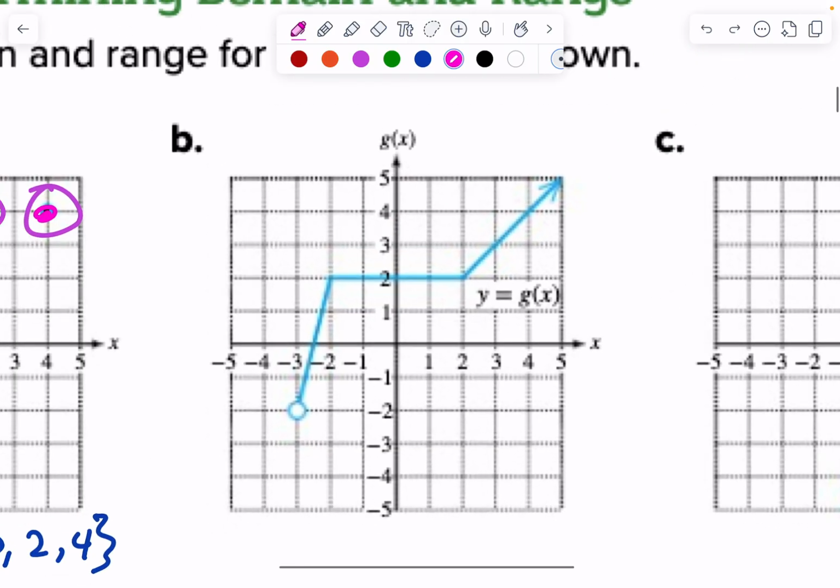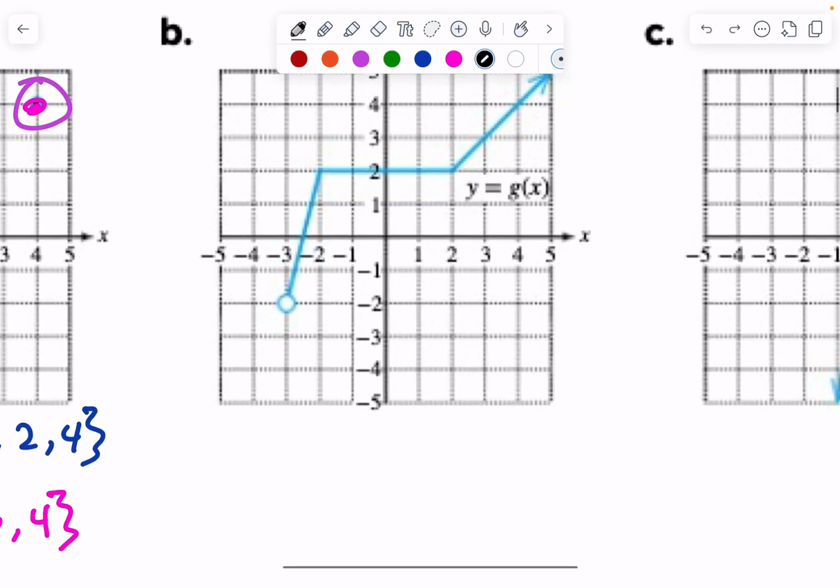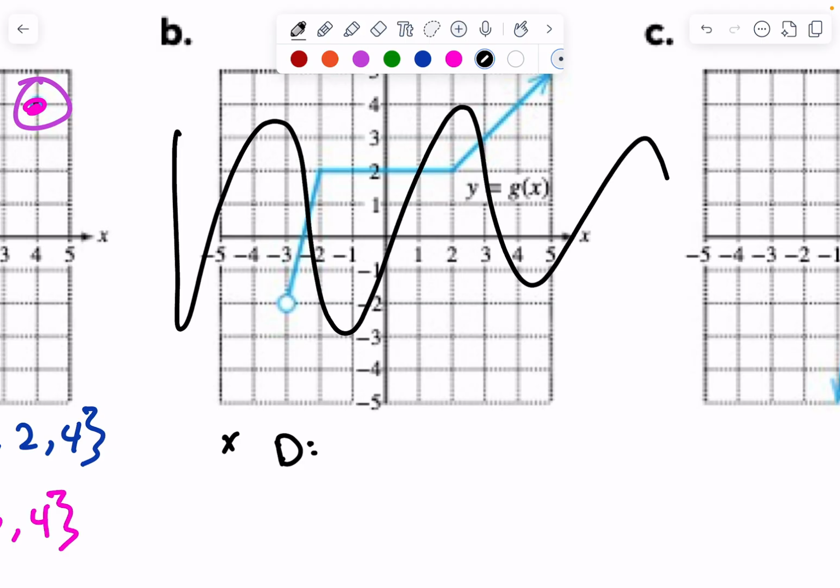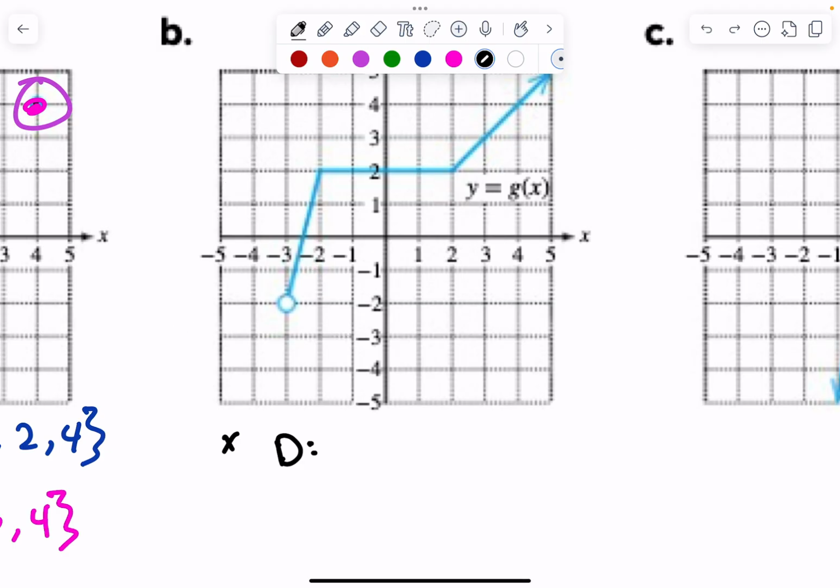So here's what I'm gonna do. I'm looking at the x coordinates, okay? So domain is x's, right? And here it's talking about x's. So x's go left to right, okay? So what I'm looking at is, will it go to the left forever? No. Like it stops right here. Will it go to the right forever? Yes, it will. It'll cover all of those to the right.